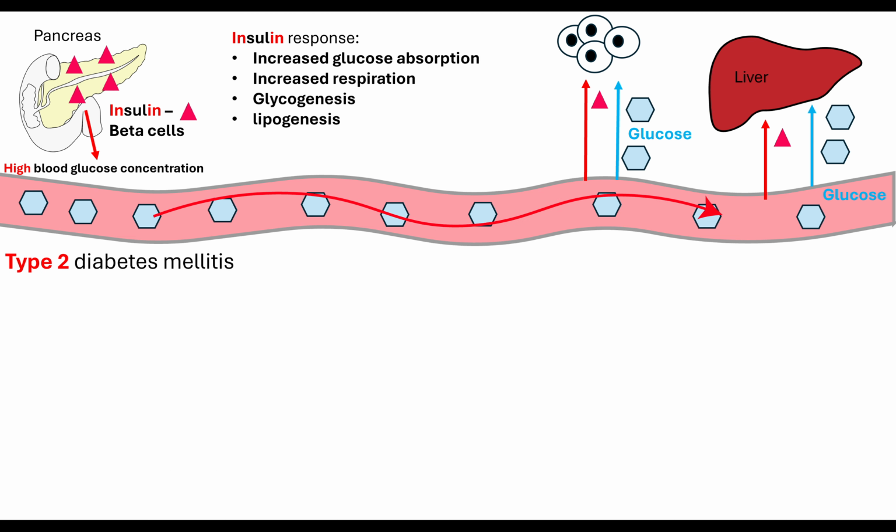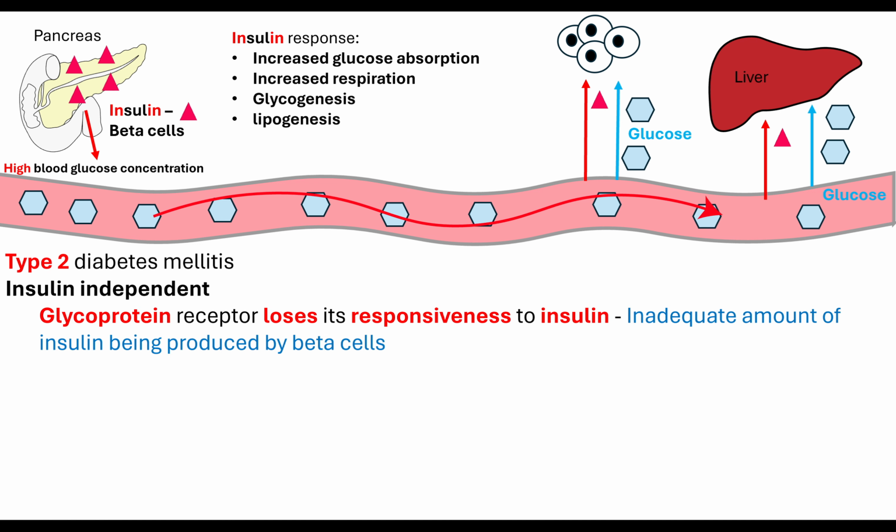So what happens if someone's got type 2 diabetes then? Type 2 is called insulin independent. Now this is more to do with the fact that their glycoprotein receptors actually lose their responsiveness to insulin. It also links to an inadequate amount of insulin being produced by the beta cells, but if they're going to ask you a question, they're looking for you to understand that it's to do with the fact that these glycoproteins aren't shaped in the correct way, and therefore they're not able to bind with the insulin. So they've lost their responsiveness.